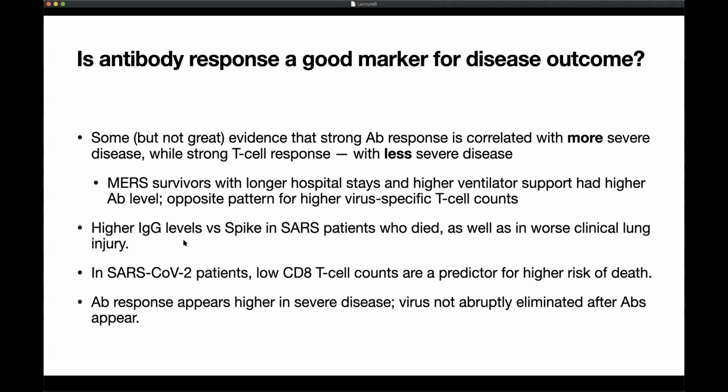There were also higher IgG levels versus spike in SARS patients who died, and also worse clinical lung injury. And this is original SARS, so we're not talking about SARS-CoV-2. In SARS-CoV-2, having a poor T cell response is a predictor for high risk of death. An antibody response appears higher in severe disease. And the most convincing part for me is that the virus is not abruptly eliminated after antibodies appear. So it's not a magic bullet. Once the antibodies are detected, they're not so strong that they clear the virus immediately. So it takes a while.